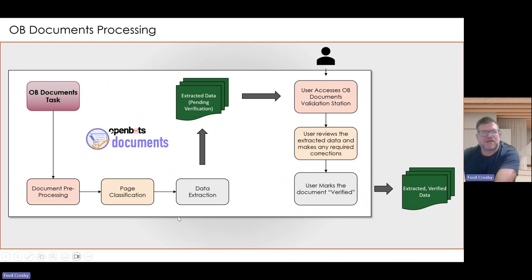And if you look at the internal view of what's going on in Documents, a task is created here. Then we have a pre-processing, which is Documents doing things like straightening pages and removing background. We've got pages being classified and finally data extracted. It's extracted and then pending data verification. So depending on your settings and your thresholds, you're going to have a person that will actually validate that the data extracted is correct. If you set your threshold for a higher level of confidence, then maybe you spend more time validating versus a lower level of confidence, you spend less time validating. That's just a process-specific, company-specific decision. Then once data is validated, the user marks it verified and the output is sent to the JSON file.